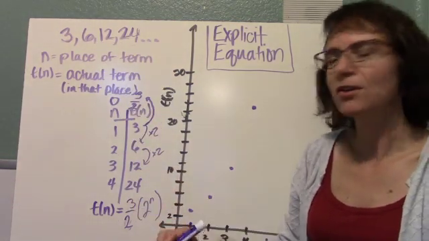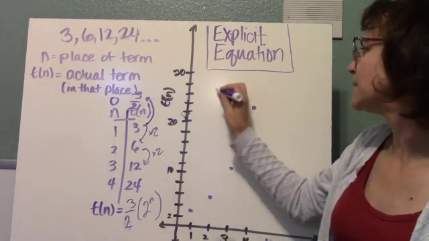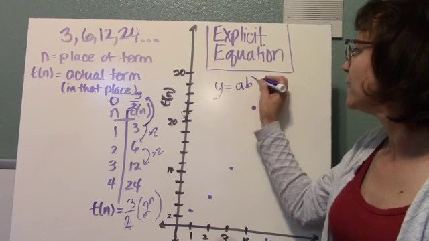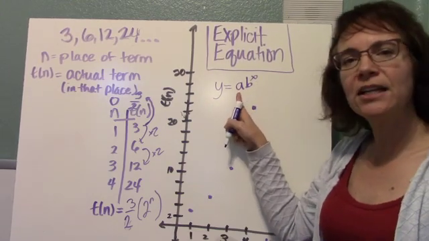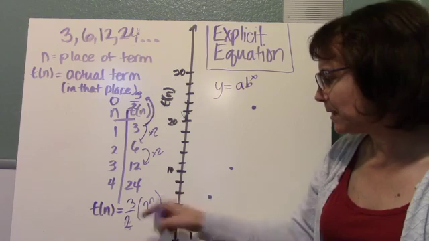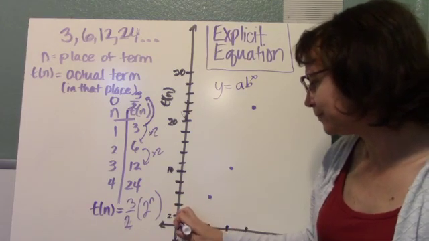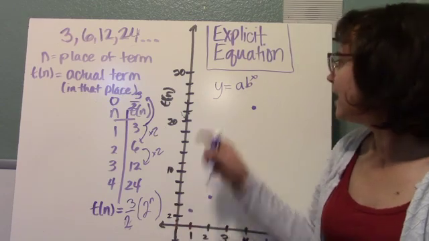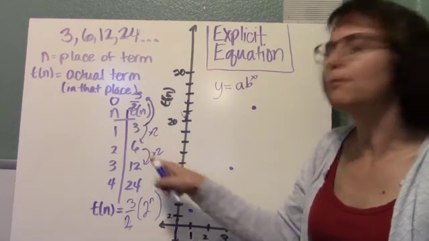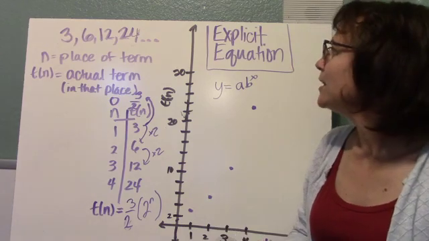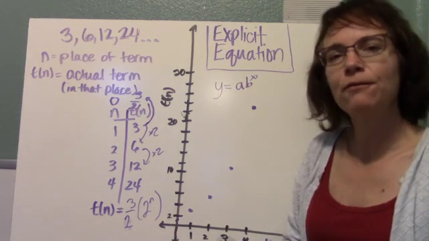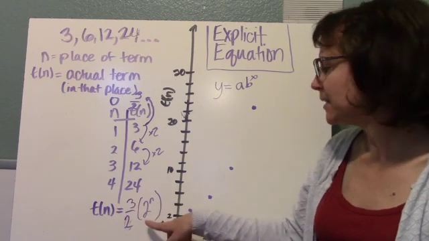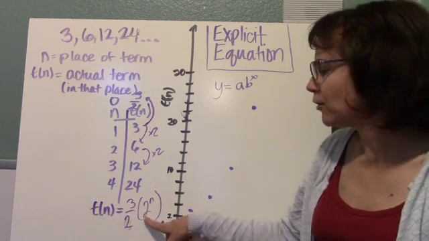And this looks familiar. This looks like our equation for an exponential, which is y equals ab to the x, where a is the y coordinate of the y-intercept, which in this case would be 3 halves, so I could go ahead and plot that. 1.5 there. And b is equal to the multiplication factor. So this is how you write an explicit equation for a geometric sequence. We have here the y coordinate of the y-intercept, and then this is our growth factor or our multiplier.